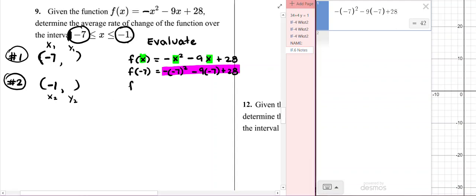So this means that when x is negative 7, your output, or your y, is 42. So negative 7 is mapped to 42. There you go. Ta-da! Clear?